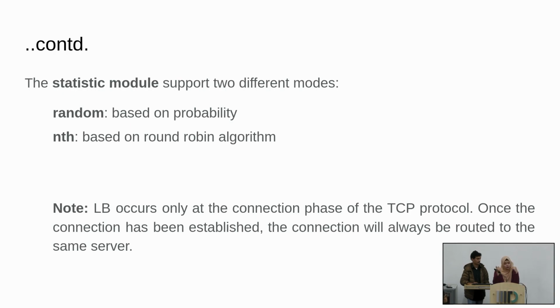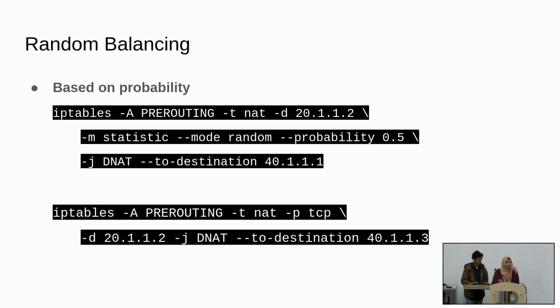And the nth mode works on the simple principle of round robin. Like for a time counter, this particular server will receive the traffic, and then another server will receive the traffic. For our case, there are only two servers, so we will divide the traffic between these two servers only. Let's check the command quickly.